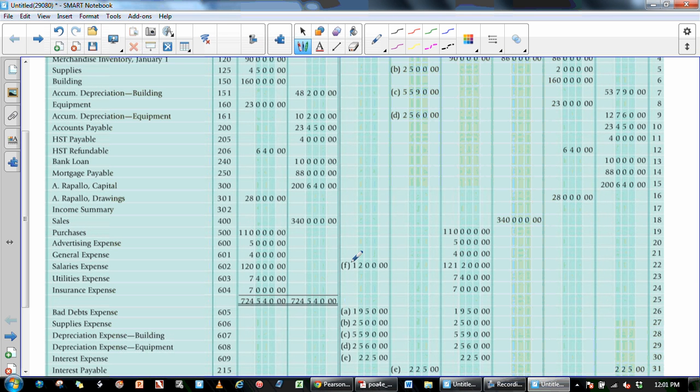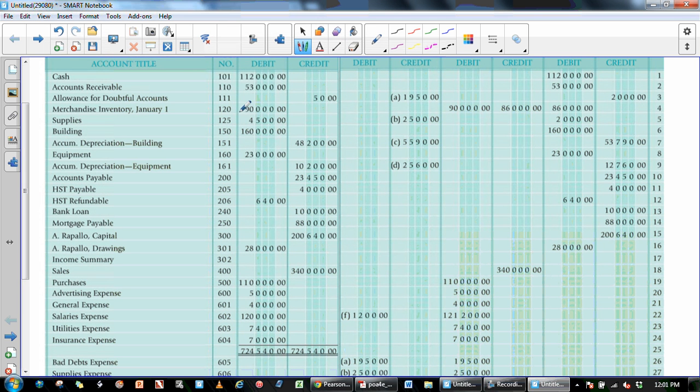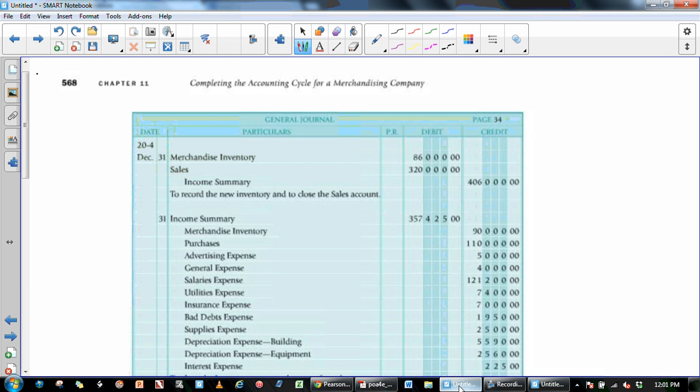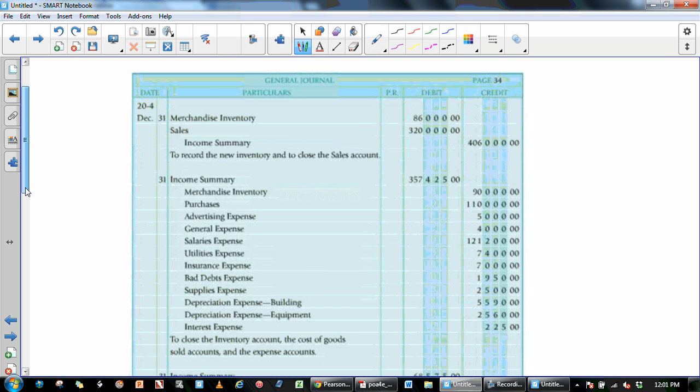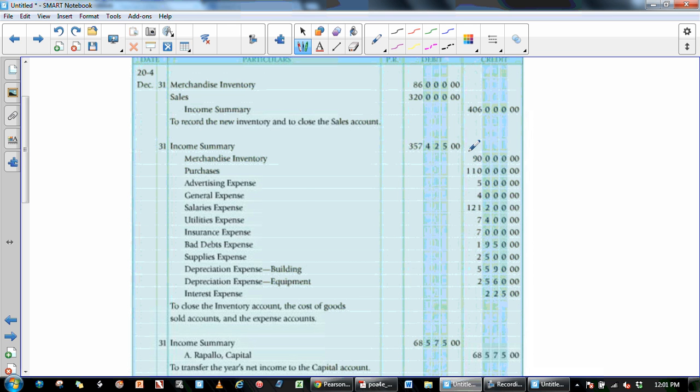Merchandise inventory, since it's an asset, has a debit balance, so we want 86,000 left in here. We don't want 90,000 sitting here. So where does this 90,000 go? It is going to get credited right here. So we're crediting merchandise inventory for 90,000. In this sense, this is the first step for merchandise inventory, and this is the second step for merchandise inventory. But this one shows up here first because it shows up with the sales.